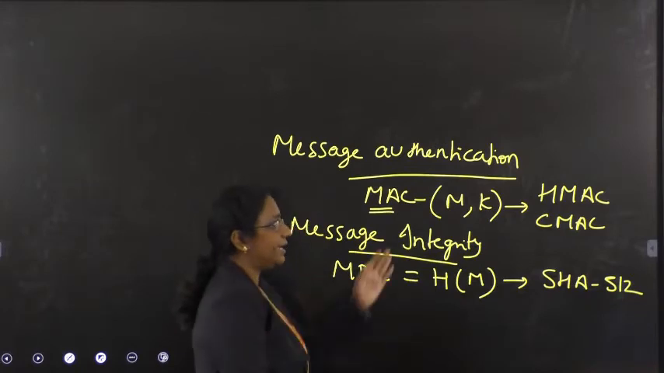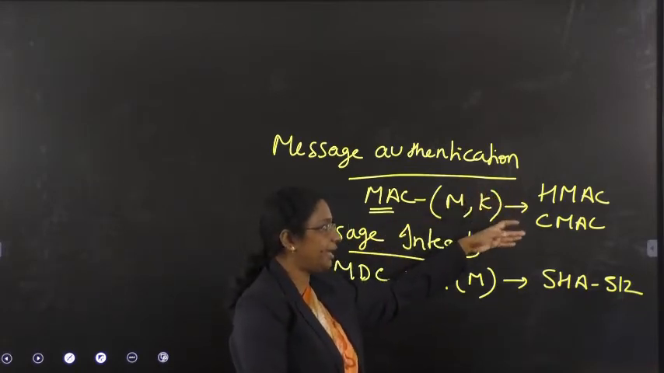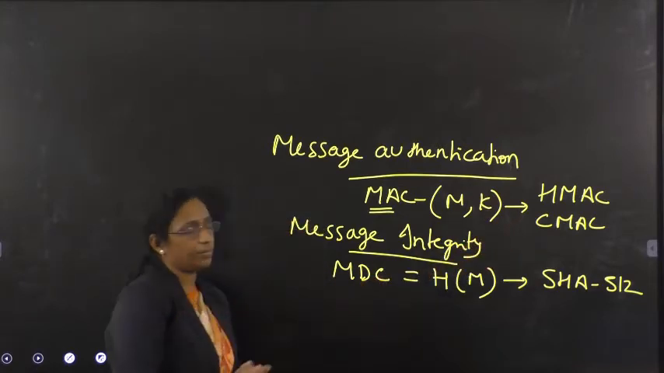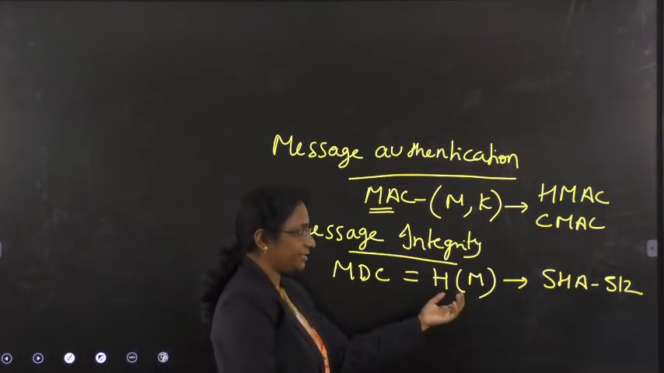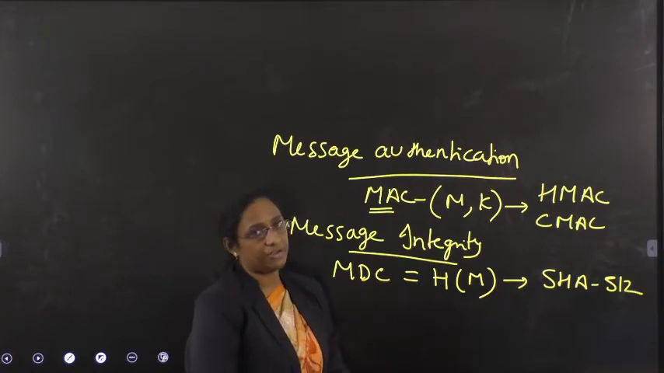And the MAC algorithms you have seen are the hash based message authentication code and the cipher based message authentication code. And when coming to the modification detection code, you will be applying a hash algorithm, and one hash algorithm we have seen is SHA-512.